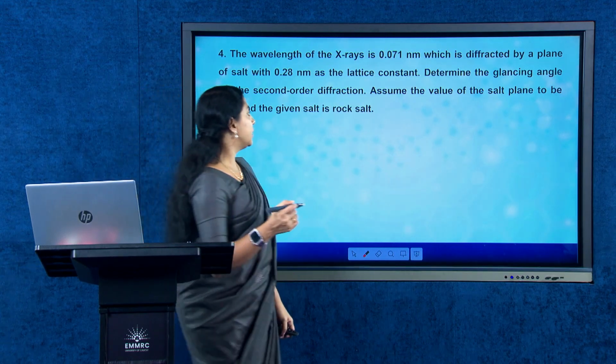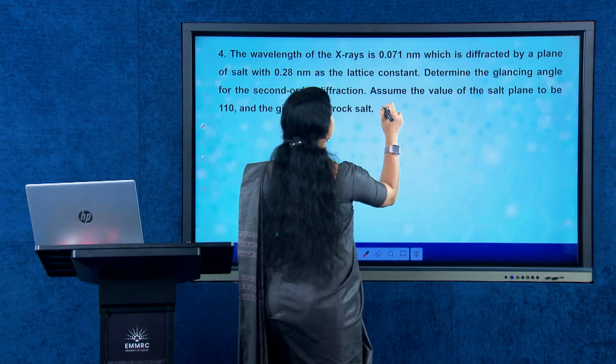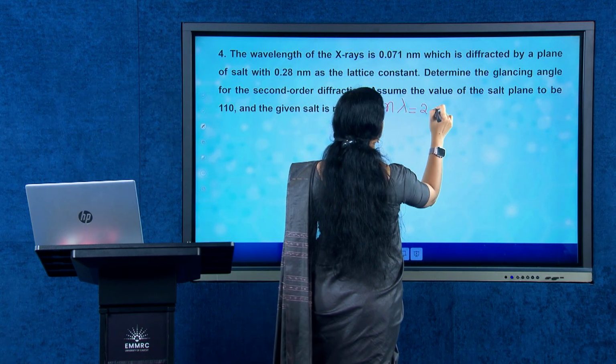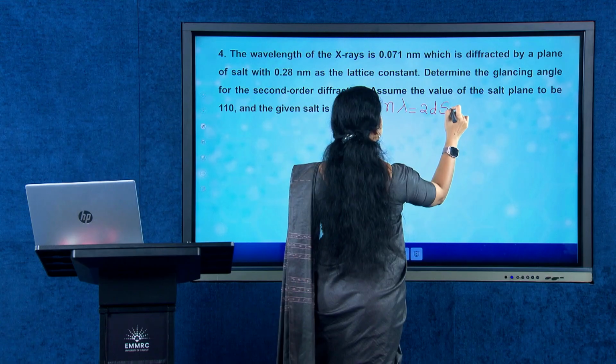Okay, let us start with the basic equation. We have n lambda equals 2d sin theta.